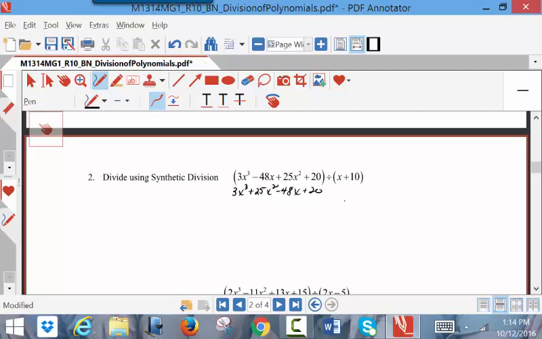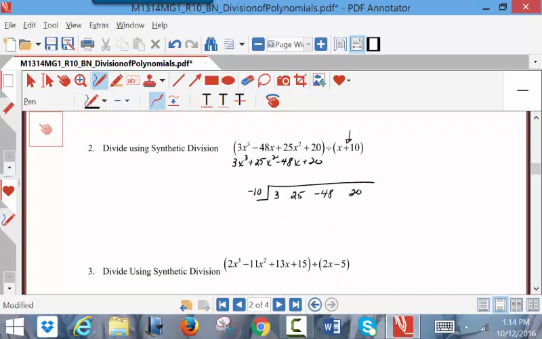Okay, so you're dividing it by x plus 10. You make a half box, and for the x plus 10, you take the opposite of the sign, putting a -10 in your half box. Then you put the coefficient of every term in your dividend: a 3 as the coefficient of x cubed, a 25 for x squared, a -48 for x, and a +20. You're going to multiply, then add, multiply, then add, multiply, then add.